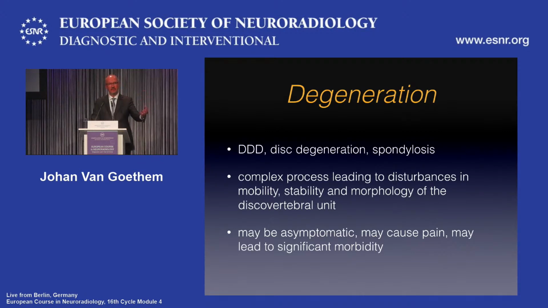On the other hand, and I said I would focus on the differential, you have degenerative disc disease, also known as spondylosis. It's a complex process, actually, that leads to disturbances in mobility, stability, and morphology, as you know, of the disc vertebral unit. In many patients, these changes are asymptomatic, but they may cause pain, and that's actually the difficulty, like seeing which are causing pain and which are not, and they may lead to significant morbidity.